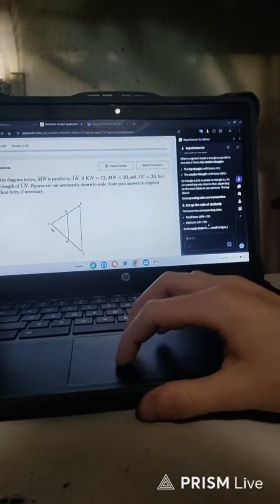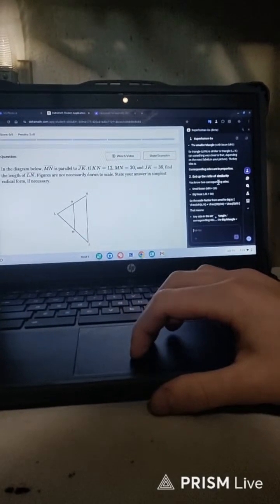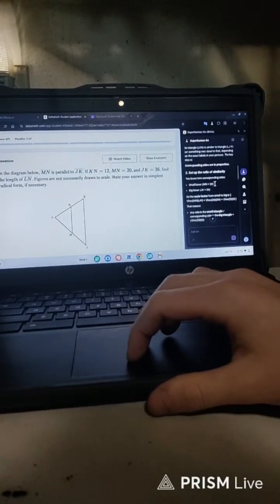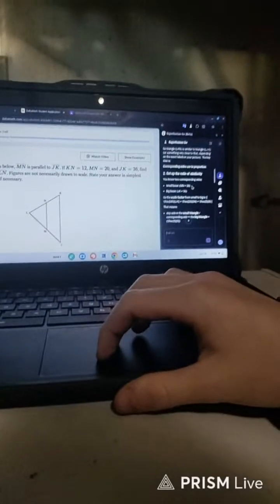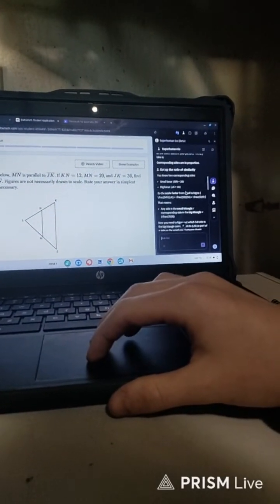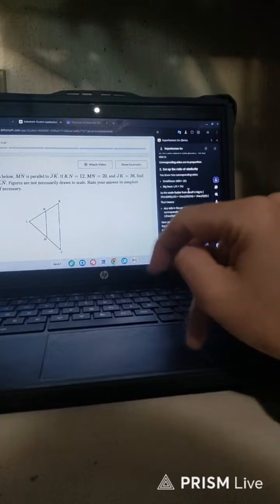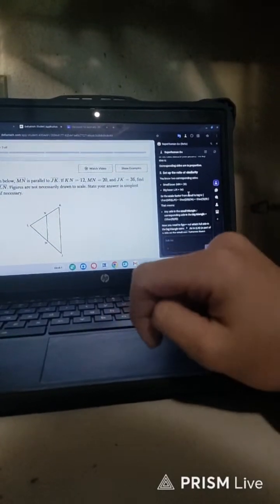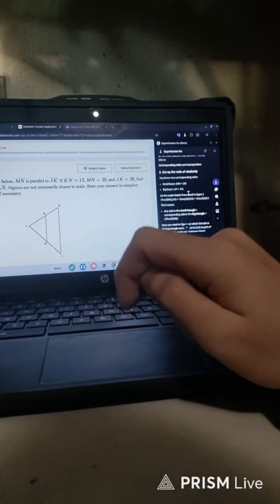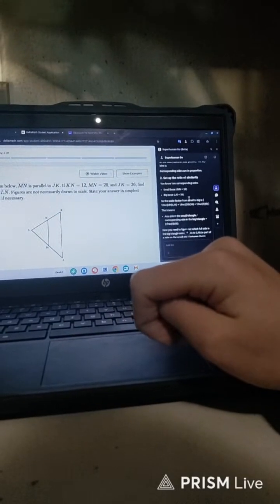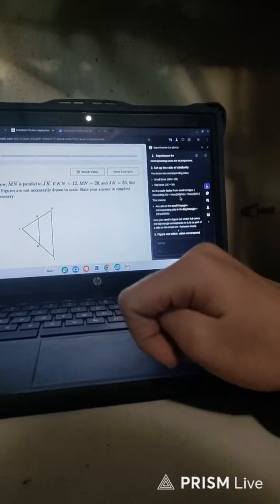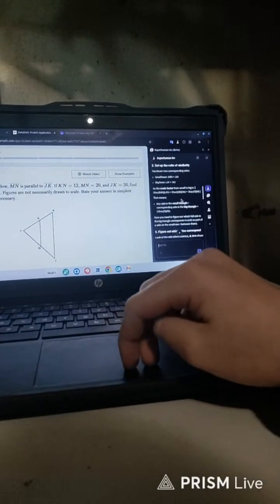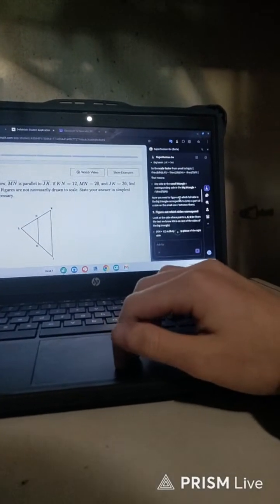I think they're talking about this. Yeah, they are. So they're similar. Except the ratio of similarity: you know two corresponding sides, small base MN is 20, and big base JK equals 36. So MN over JK equals 20 over 36 equals 5 over 9. That means any side in the small triangle corresponds to the big triangle's by 5 over 9.